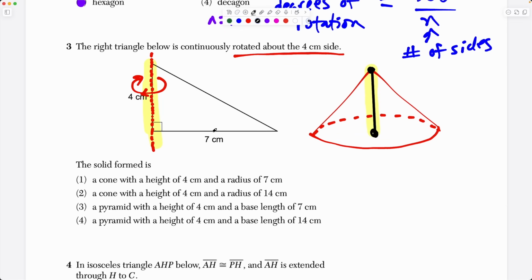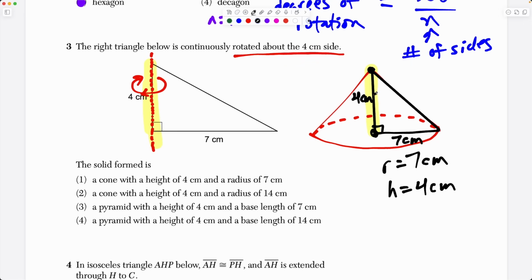The radius would be 7 centimeters. If I draw that triangle one more time, the 7 centimeters would go here, and the 4 centimeters would go here, and then the right angle over here. So here's the triangle as part of the 3D solid, but once again, as we spin, this is going to form a cone. The cone is going to have a radius of 7 centimeters and a height of 4 centimeters.